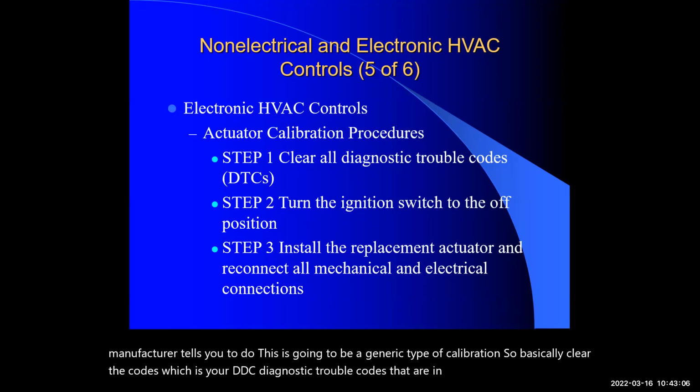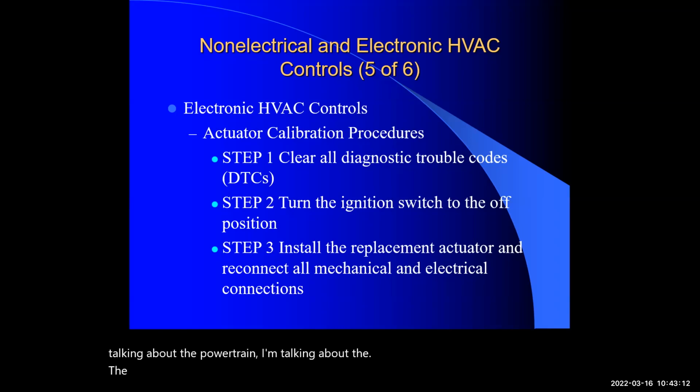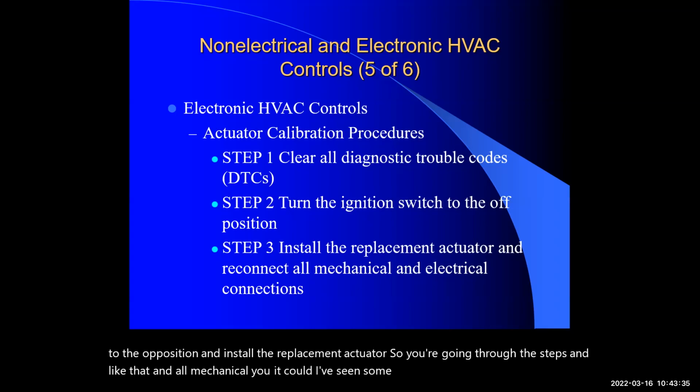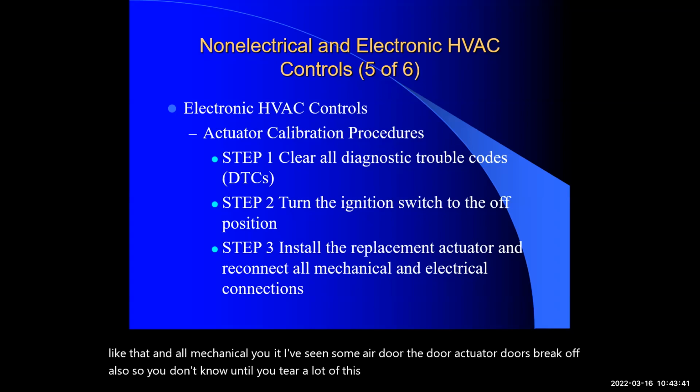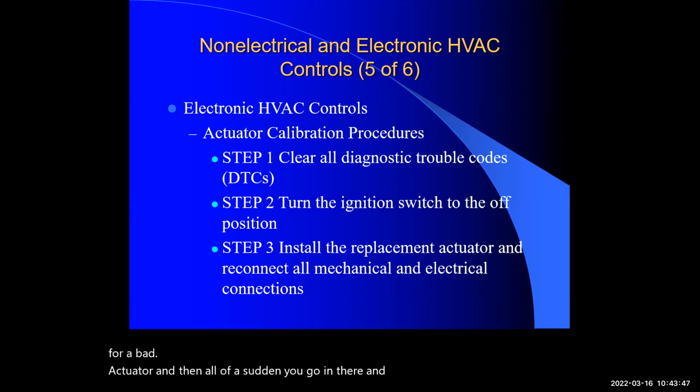Now, I'm not talking about the powertrain. I'm talking about the actual codes for the air conditioning HVAC. Then you turn the switch to the off position and install the replacement actuator. So you're going through the steps, and it's all mechanical. I've seen some air door actuator doors break off, so you don't know until you tear a lot of this apart. Sometimes it'll set a code for a bad actuator, and then all of a sudden you go in there and the door's ripped off of it.